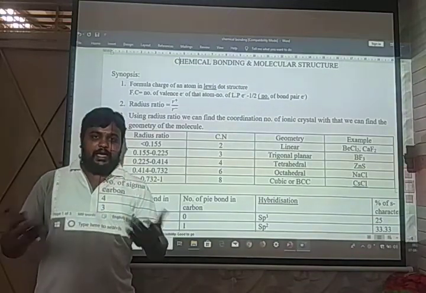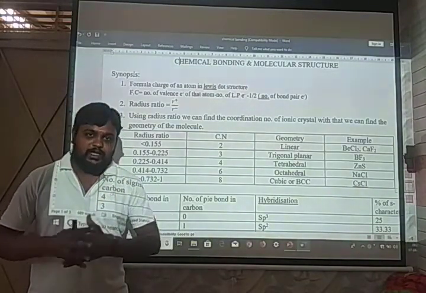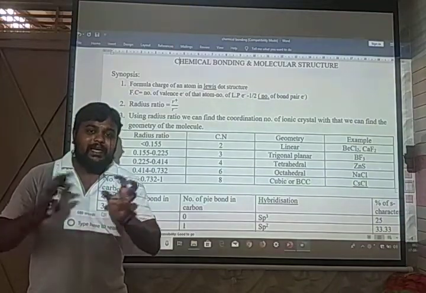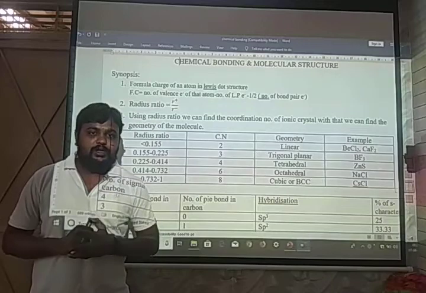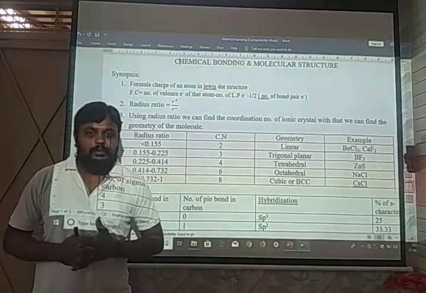And we have another chapter called coordination compounds. The coordination compounds mainly contain this coordinate bond. And one more type of bond is called hydrogen bonding. So hydrogen bonding is also a very important point.